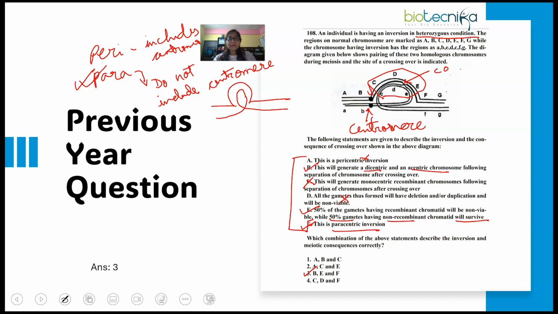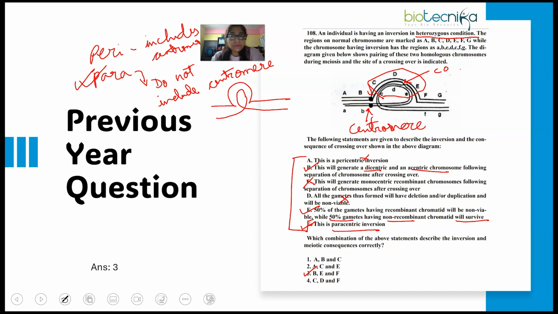Okay, so this question can also come for pericentric inversion. So you have to shift the consequence of that. First of all, whether the inversion is paracentric or pericentric might be mentioned in the question, but usually it won't. And looking at the image, you have to determine whether it is paracentric or pericentric.